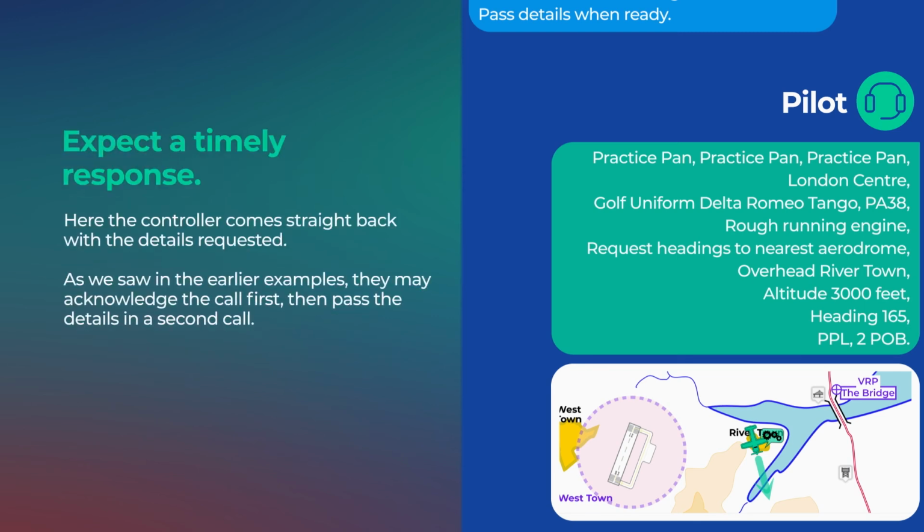In this example, the controller comes straight back with the details requested. As we saw in the earlier examples, they may instead acknowledge the call first, then pass the details in a second call. However, the controller will use the practice pan as a training exercise for the real occurrence and treat it as a priority.